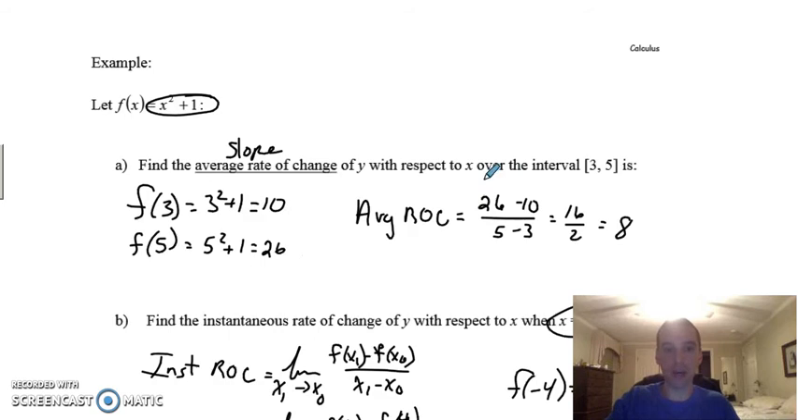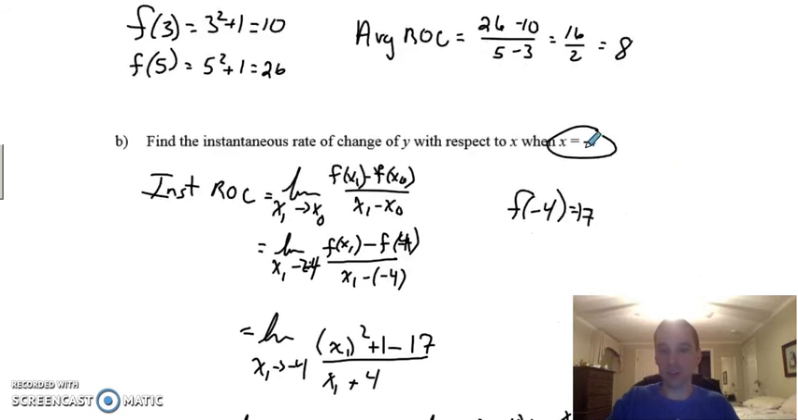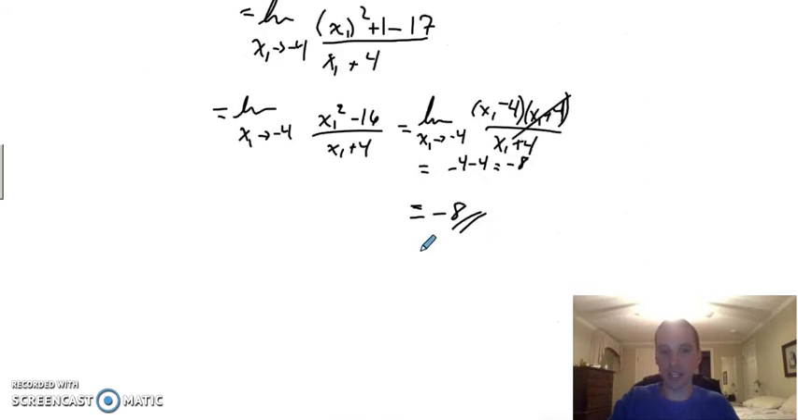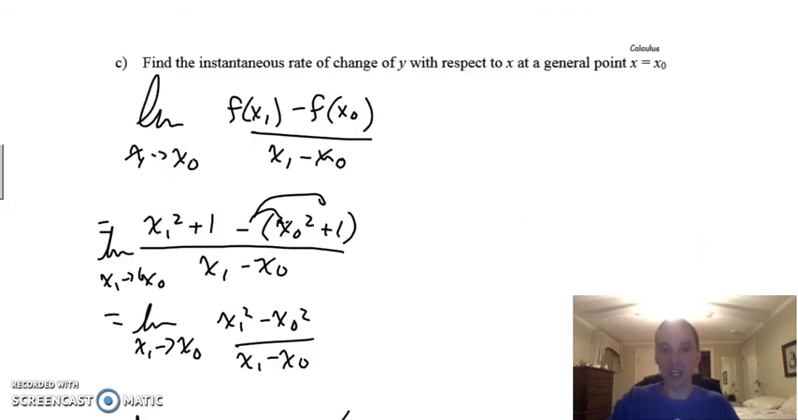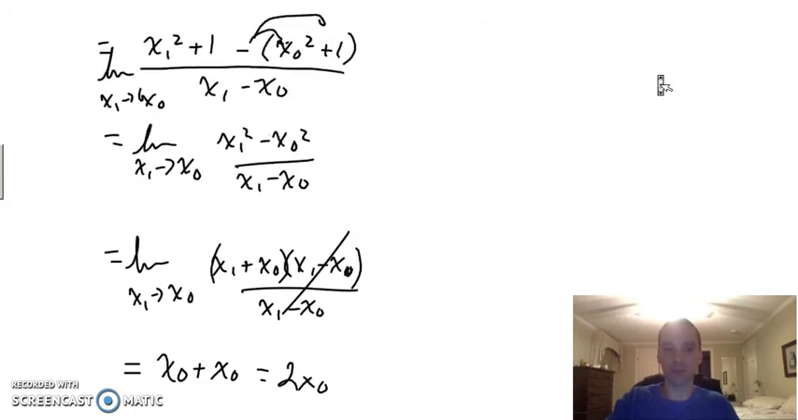Notice that if I go back up here, I had negative 4. Well, what's 2 times negative 4? Negative 8. And so this was at a specific point. This here is at a general point, x sub 0. You can figure out from the previous example that x sub 0 was negative 4, and we get the same answer. So this is our instantaneous rate of change.